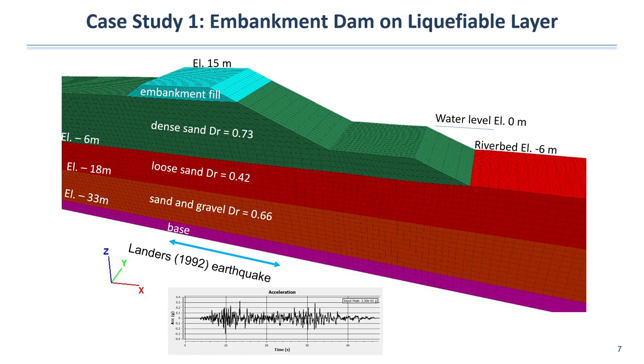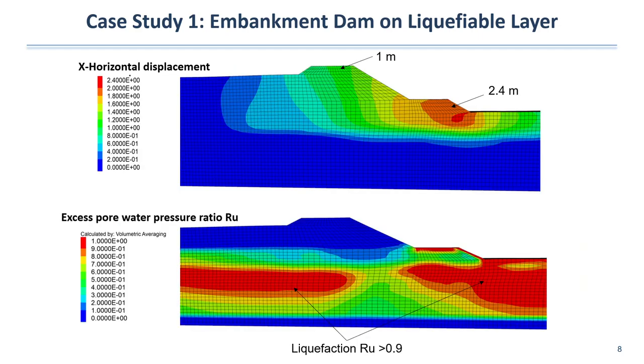So the water level is around elevation 0. In this one, I apply a Landers earthquake in the X direction, which means in our plane strain direction, and see how the P2PSen model behaves. So what I see is it behaves pretty well. We look at the pattern, the top figure is the horizontal displacement. We see the largest displacement about 2.4 meters at the second bench leading to the river. And the top displacement of the embankment is about 1 meter.